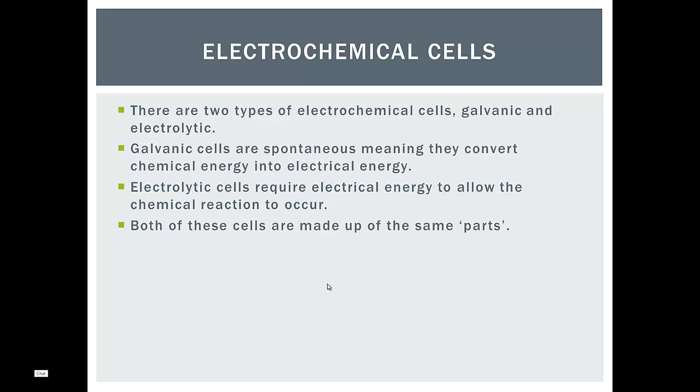All right, the last thing in this review is about electrochemical cells. There are two types of electrochemical cells, galvanic and electrolytic. Galvanic cells are spontaneous, meaning they convert chemical energy into electrical energy, and electrolytic cells require electrical energy to allow the chemical reaction to occur. Both of these are made up of the same parts.